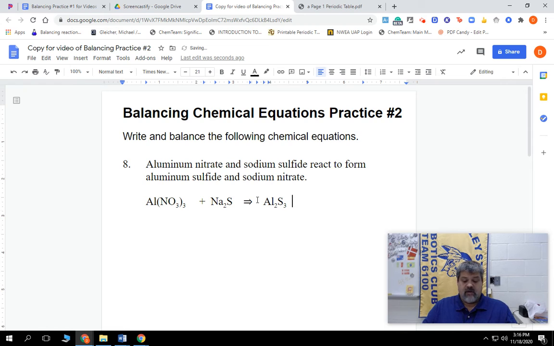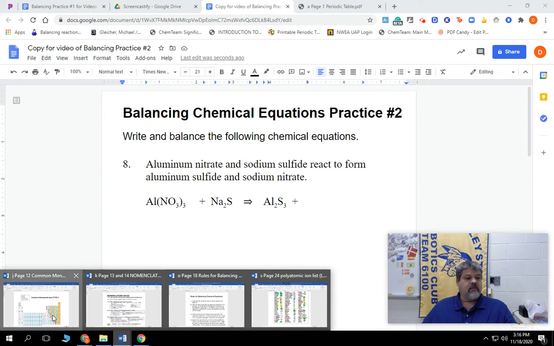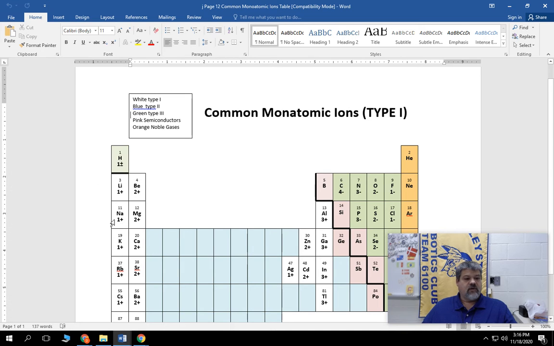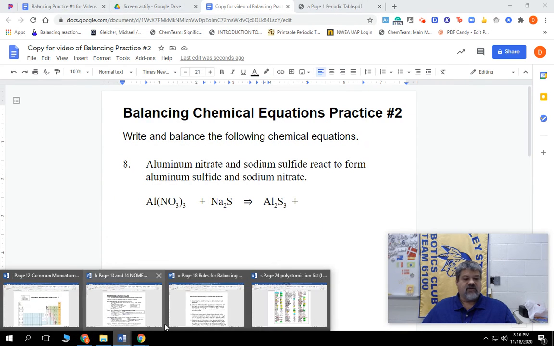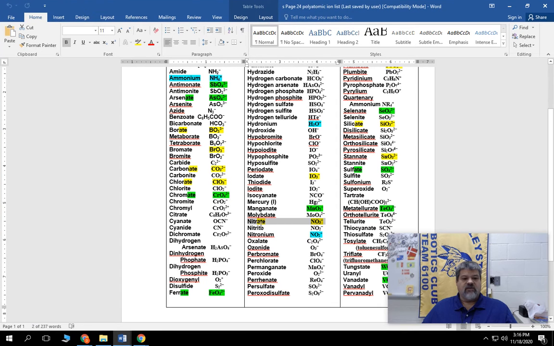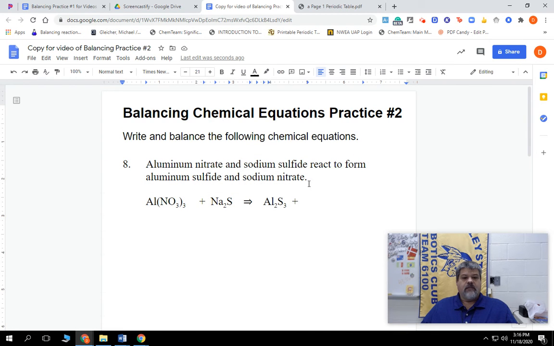On top of that, we're also going to add our last little byproduct, which is sodium nitrate. Now, sodium, on my monoatomic ion sheet, is a +1. But I don't have the polyatomic ion there, so let's go to the polyatomic ion sheet, which is right here, and go to nitrate. Nitrate is NO3 and a -1. So +1, -1. So we're going to end up with Na for sodium, then nitrate is NO3.